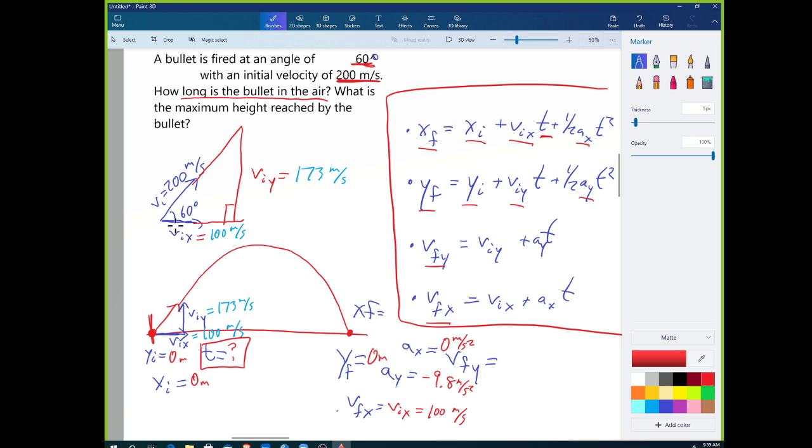Alright, and it looks like I don't know these things yet, and I notice it's asking for the maximum height, which is not something I labeled on my picture, so I'm going to come back here and call this y max. I don't know that either, and I'm going to put a box around it because it's one of the things I'm solving for.